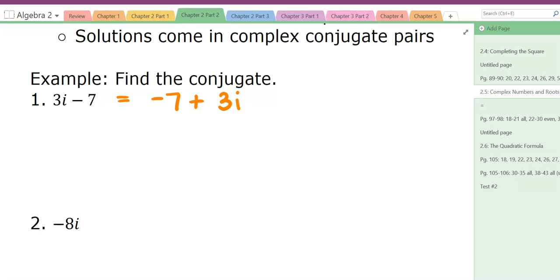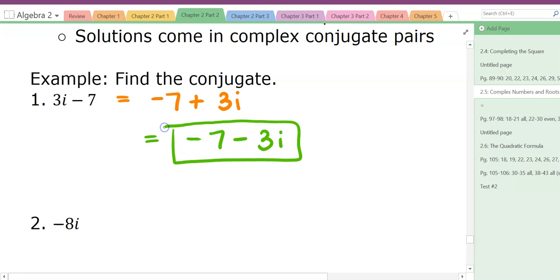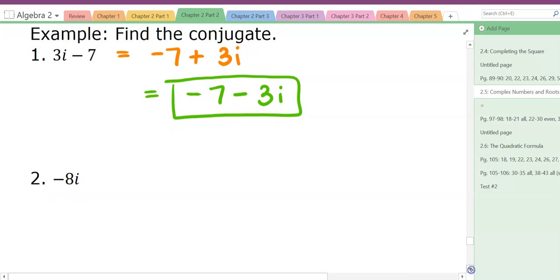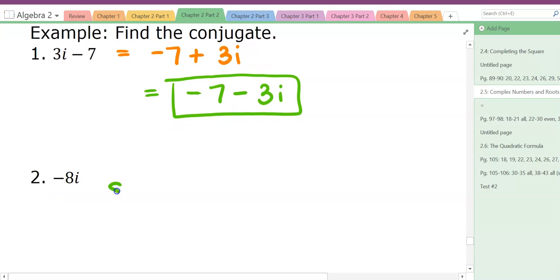So what would be the conjugate of this? Yeah, -7 minus 3i. What's the conjugate for number 2? Sure, positive 8i.